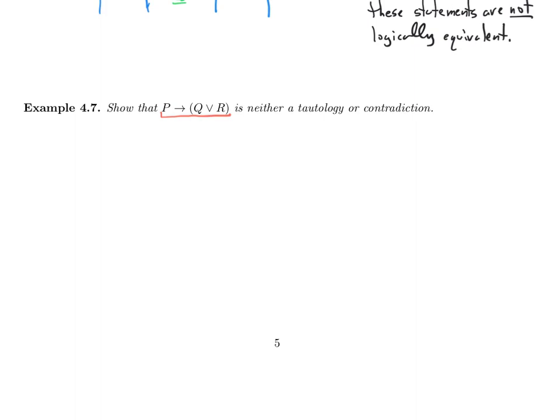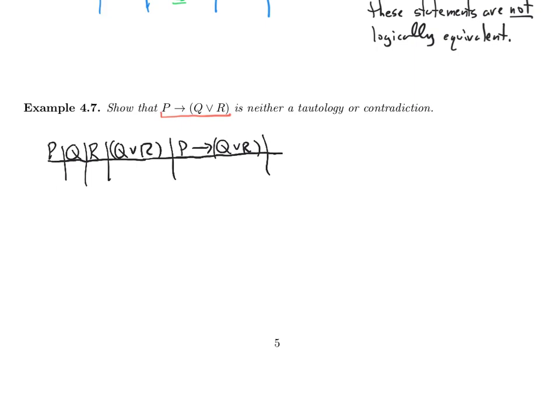All right. So again, we can do this quickly via a little truth table. Let's write down what we need to figure out. We need Q or R. And of course, we need P implies that. Okay. And this time we're going to need two different rows. We don't need it all. We just need two.